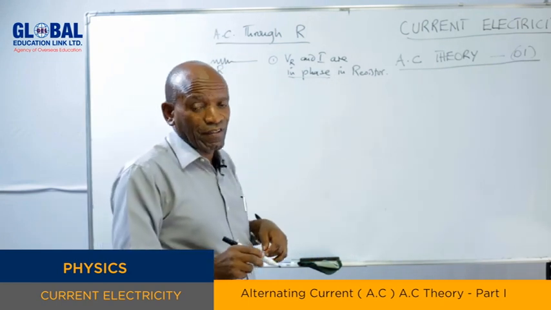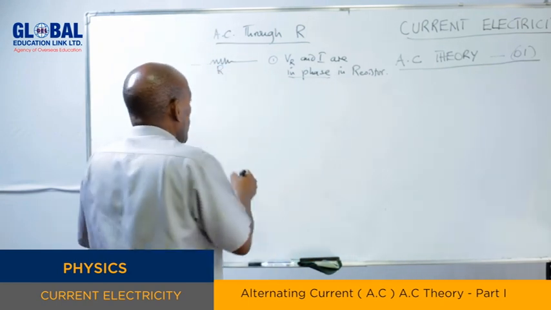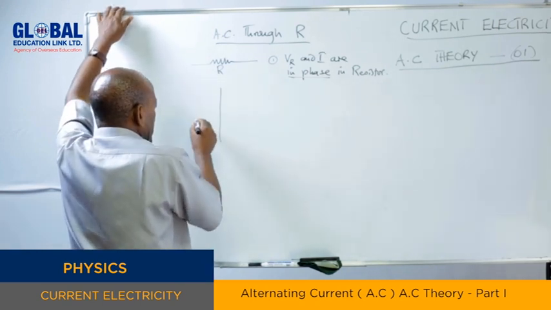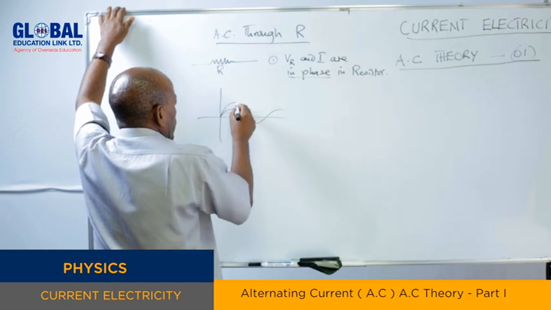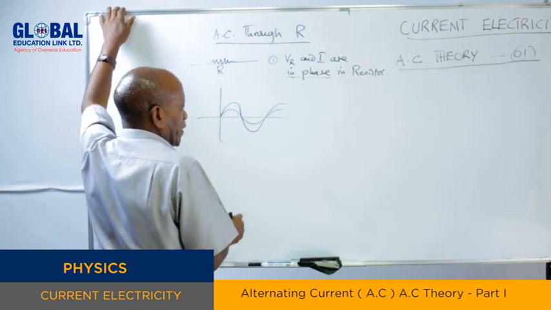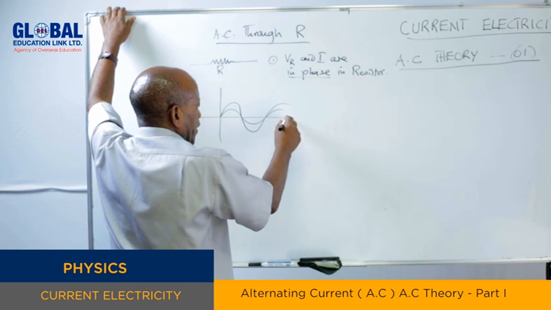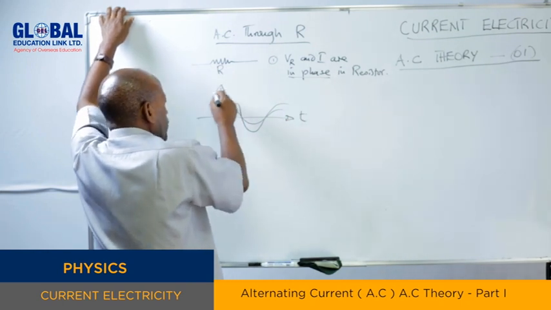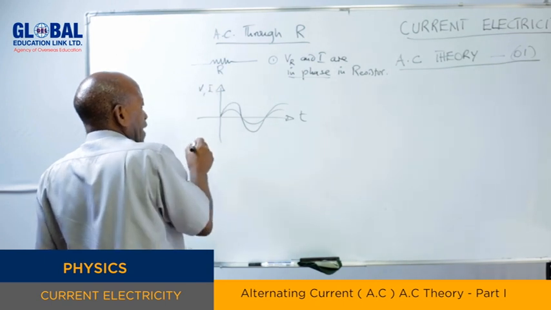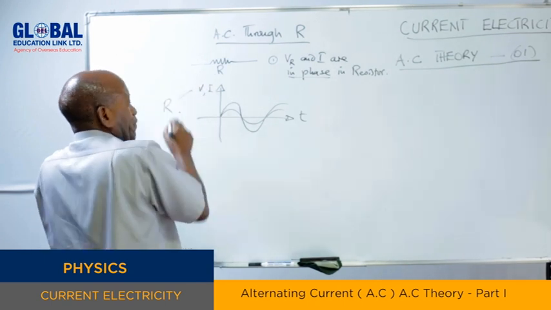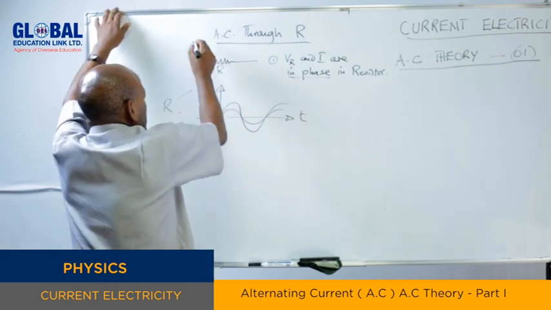They are in phase in the resistor. It means that they are all moving, so whenever they are passing through it, if an alternating current goes like this, the alternating voltage will also be going like this. They are all moving in this way, in phase, whenever I'm talking about the voltage or the current I through a resistor. This is the first part.